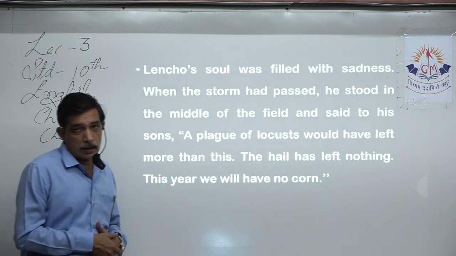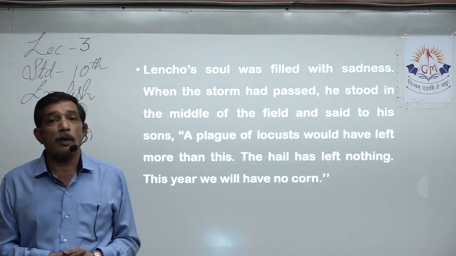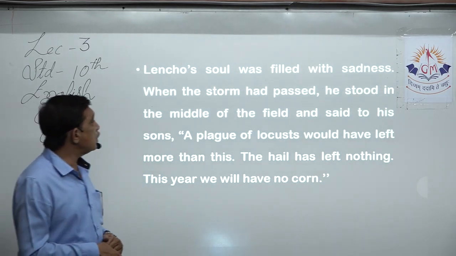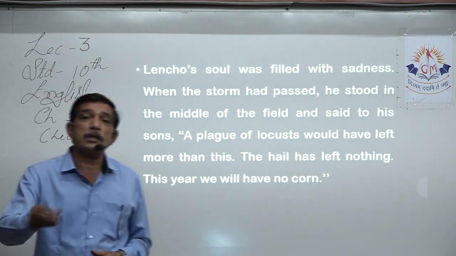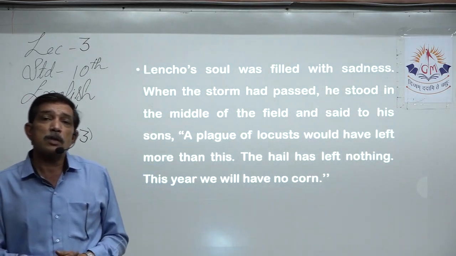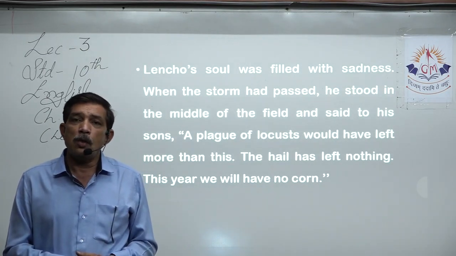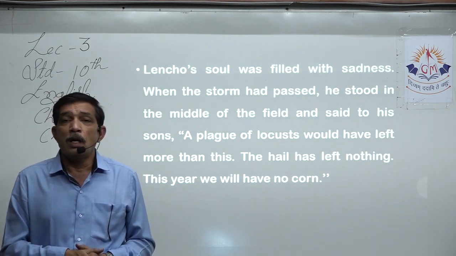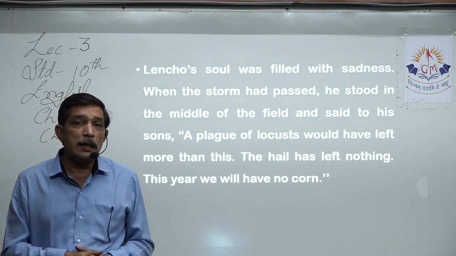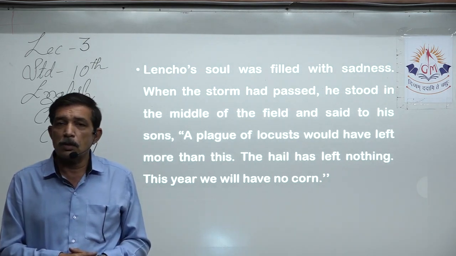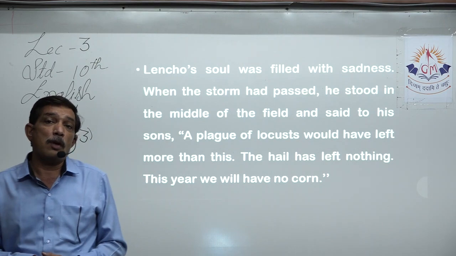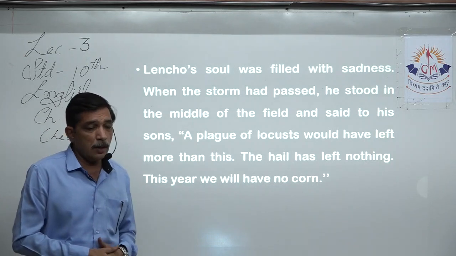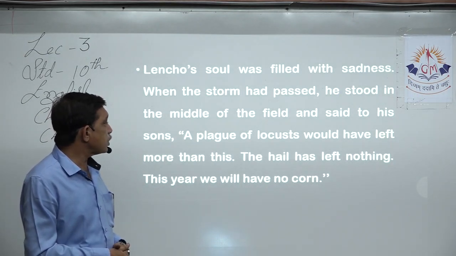When the storm had passed, yes, when the hail stopped raining, he came out in the open in front of the house. He stood in the middle of the field, yes, and then he went into his field. He was standing right in the middle of the field. Around him, all the stems of the maize plant, the corn plant, were either broken or torn down by the hail, and all the flowers were gone. That means not a single corn is to be expected from this crop this season. He stood in the middle of the field and said it to his sons.